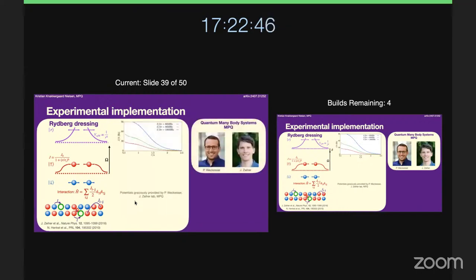And thanks to some experimental colleagues who were gracious enough to calculate this, we can actually map this out exactly. And there's a nice tuning here, which consists in the tuning of this drive, the detuning of this drive, that you can use to shift this up and down.